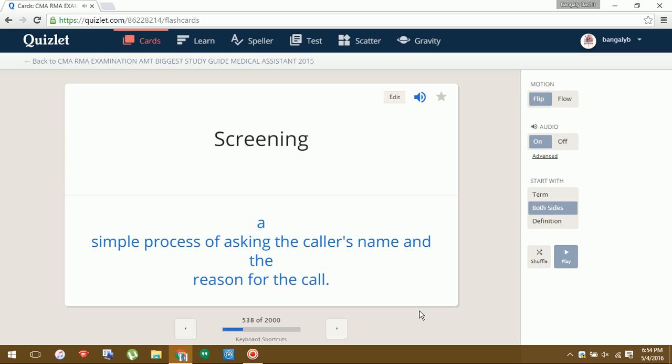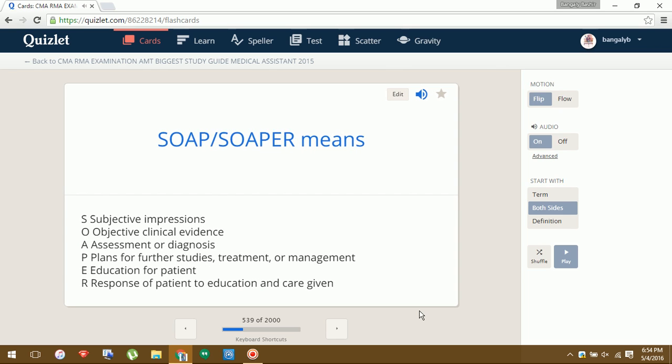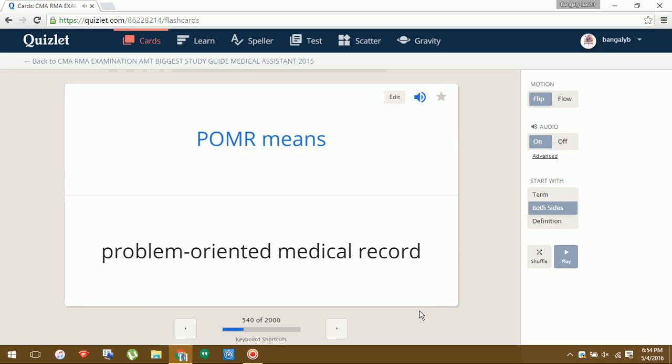Screening. A simple process of asking the caller's name and the reason for the call. SOAP means S, subjective impressions; O, objective clinical evidence; A, assessment or diagnosis; P, plans for further studies, treatment, or management; E, education for patient; R, response of patient to education and care given. POMR means problem-oriented medical record.